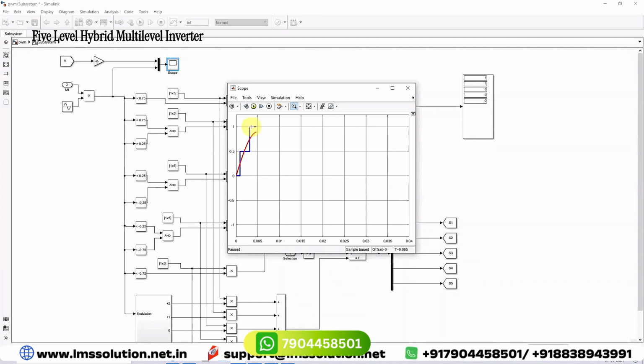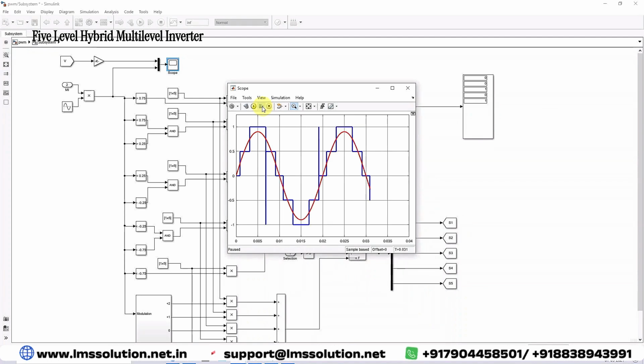That means VDC. When the sinusoidal is less than 0.75, it goes to first level. In the same way, we will get the multi-level output. Crossing above 0.25, you will get the first level. Crossing 0.75, you will get the second level. Below 0.75, it goes to first level. Below 0.25, it goes to 0 level.